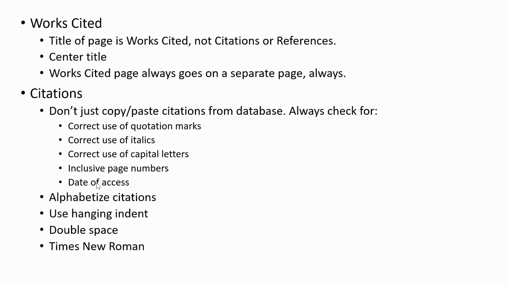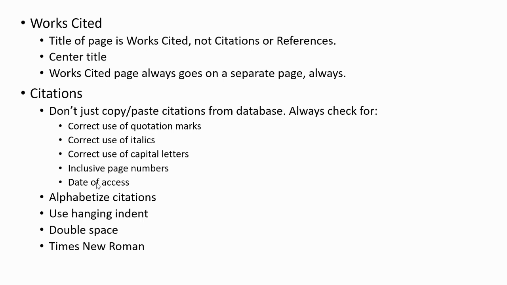When you're preparing your citations, be careful. Don't just copy and paste the citations that the databases provide, because they often have errors and mistakes. You need to check for correct use of quotation marks, correct use of italics, correct use of capital letters. Make sure that the citation provides inclusive page numbers. That means you have to provide the number of the page where the article starts and the number of the page where the article ends. That's inclusive page numbers. So not just where the article starts, right?